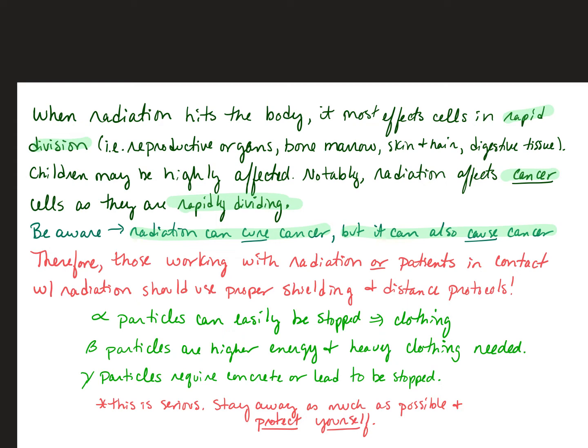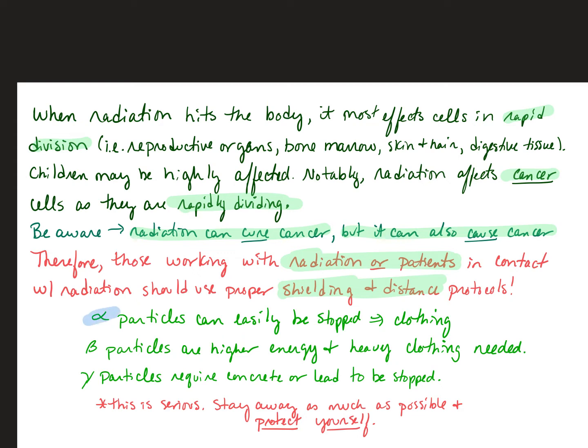Anytime that you or anybody you know is working with radiation or with patients who are undergoing radiation, you need to make sure that you're using proper shielding and distance. Distance is one of the best things that you can do to protect yourself. There's different things that stop different types of particles. Basically, the bigger those particles are, the more easily they are to be stopped.